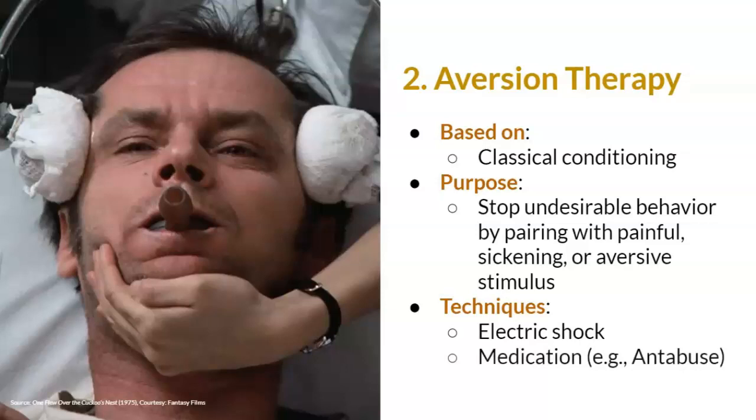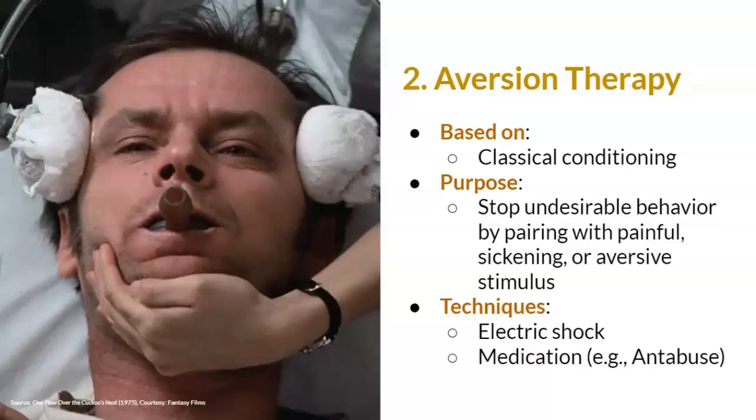Medication that causes clients to become ill is another technique. The medication Antabuse is given to patients who are dealing with alcohol addiction. When the patient drinks alcohol, the medication makes them severely nauseous and violently ill.